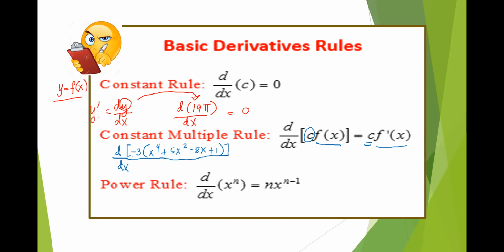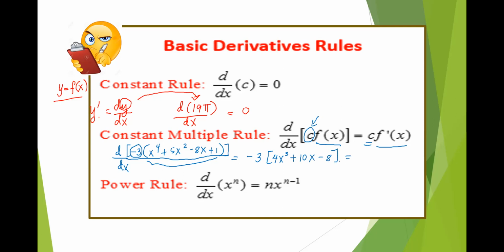Instead of the usual dy dx, this expression inside the bracket is our y. So that means, sabi dito sa rule na to, we can take this constant outside, which in this case is negative 3. So labas lang si negative 3. And then differentiate the rest of the function. So what function are we talking about here? It's this polynomial of degree 4. So ano yung derivative niyan? That will be 4x cubed plus 10x minus 8.